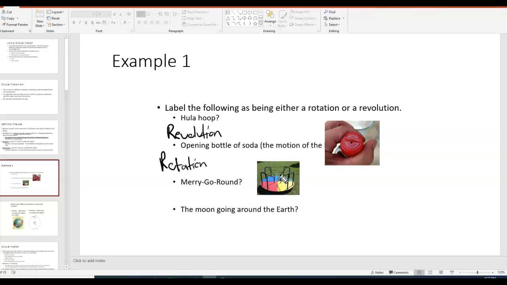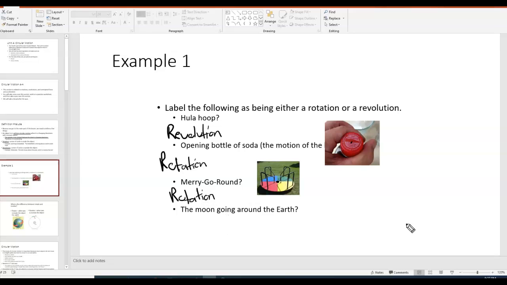Merry-go-round. Okay, so if you imagine the merry-go-round spinning with nobody on it, the center of the circle is right here in the middle of the merry-go-round. Because the center of the circle is inside the object, that is an example of a rotation.